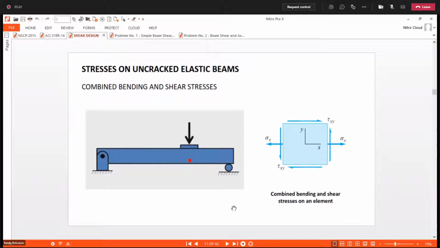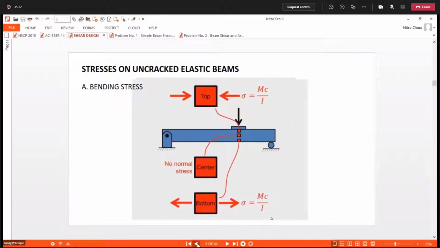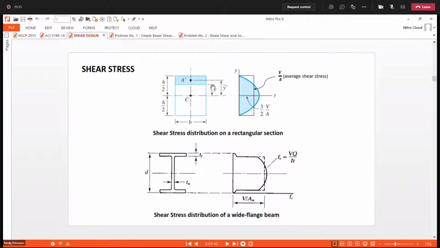So if we combine the two, by the way, what else did we notice? Let's go back here. It is very important for us to know, with regards to the shear, that the shear is 0 at the top and bottom. It is always 0 at the top and bottom if you're talking about a beam.